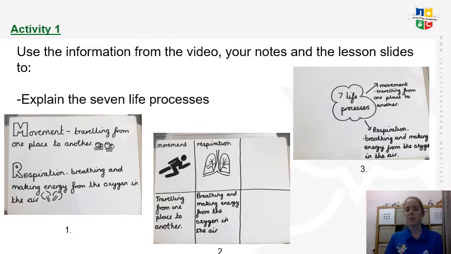Then at the end I've done like a spider diagram, so this will go round the whole statement in the middle of 7 life processes. Again, I started with movement, put my explanation underneath, moved on to respiration, then I'd move on to sensitivity, growth, and so on until all the 7 life processes are complete.